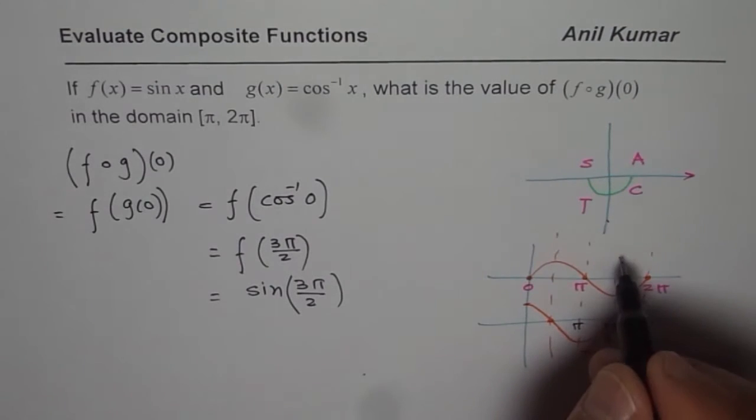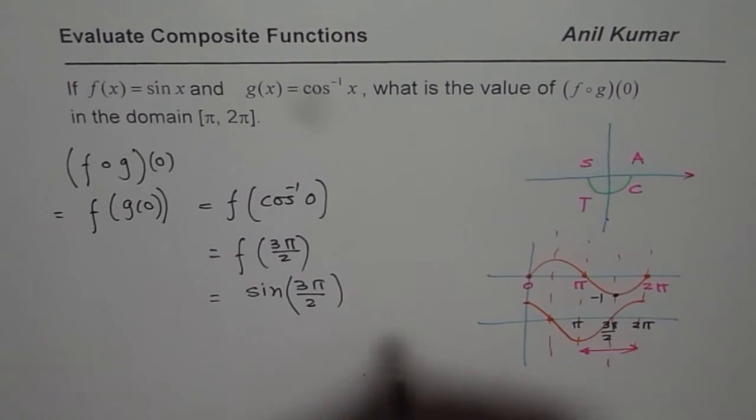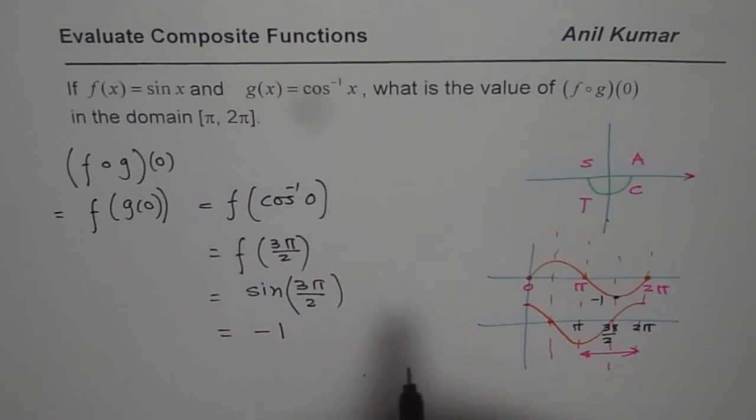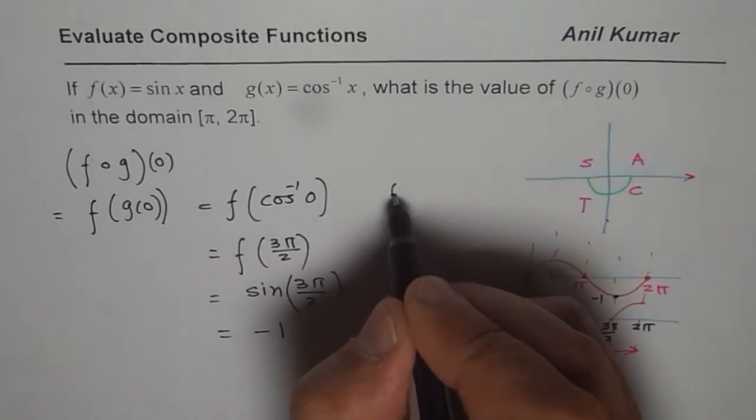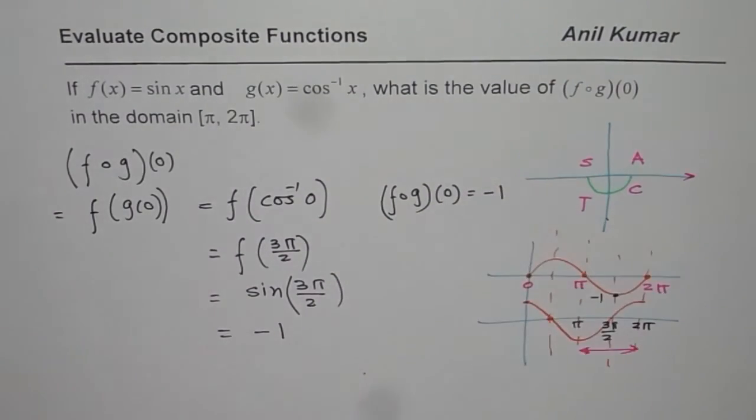Now for 3 pi by 2, what is the sine value? Sine value is minus 1. Do you get the answer? So we'll get the answer as minus 1. Therefore, this function f of g of 0 equals minus 1.